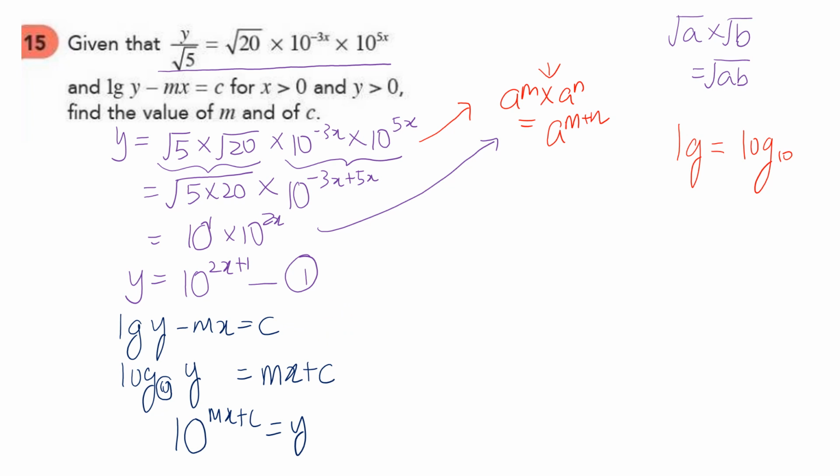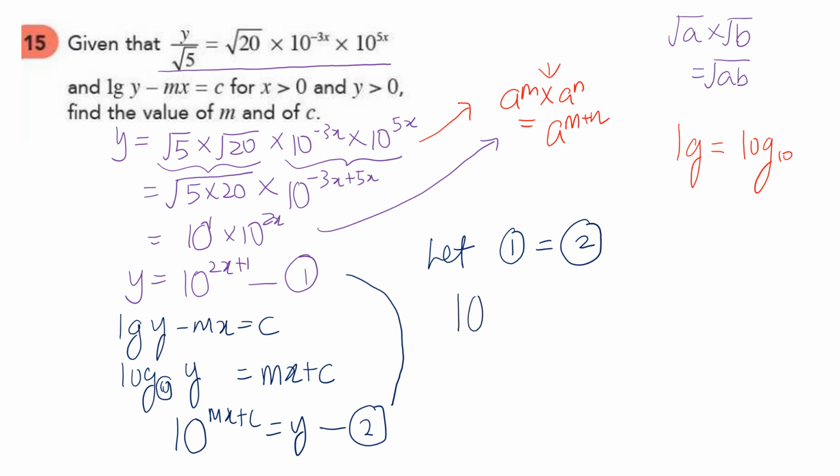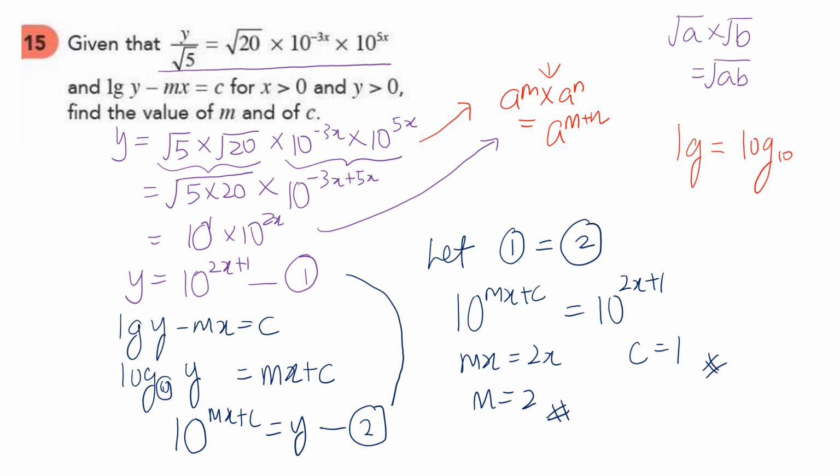Okay, so now you see that both equations are in the same form, so we can do a comparison. We can let equation 1 equal equation 2. And we will have 10 to the power of mx plus c equals 10 to the power of 2x plus 1. Therefore, mx equals 2x, so that gives us m equals 2, and c equals 1. Alright, so that's how we solved question 15.